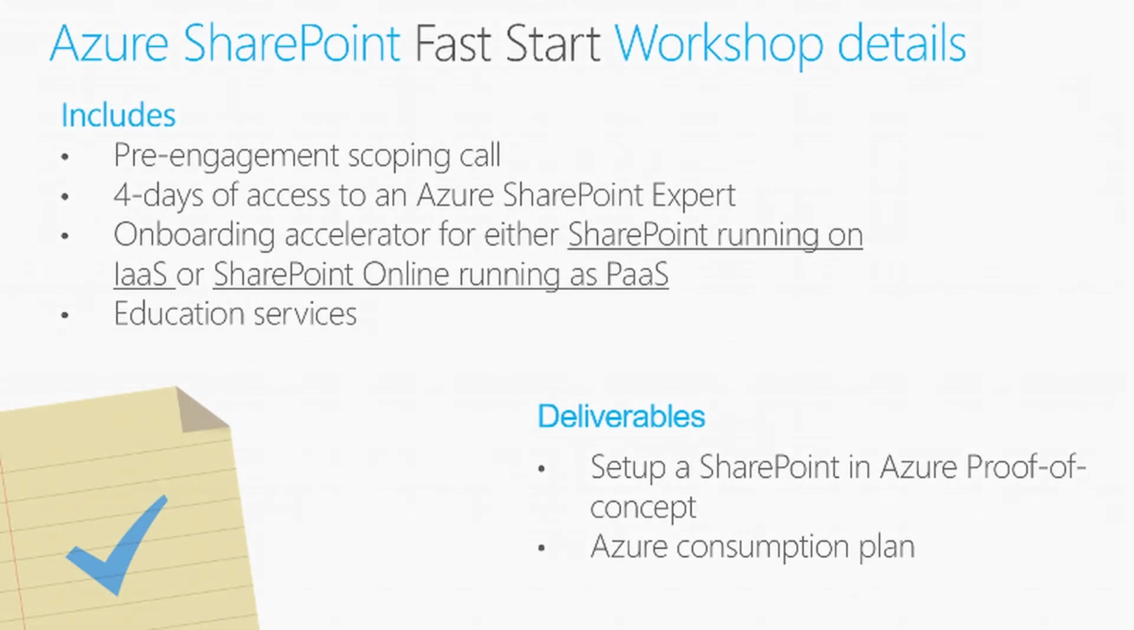This SharePoint Fast Start will come with these components. The first is a pre-engagement scoping call to help you get set up for the engagement. Second will be 4 days access to a SharePoint subject matter expert. The third will be the SharePoint onboarding accelerator, with SharePoint either running as infrastructure as a service or setting up SharePoint Online. And the last part will be the education services. The 2 key deliverables you will get will be a SharePoint instance running in Azure as your proof of concept and an Azure consumption plan to show you how much this will cost when you run it long term.